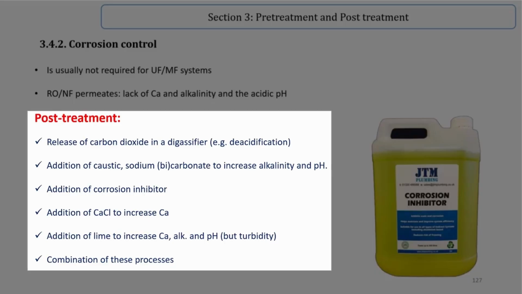addition of caustic, sodium carbonate or bicarbonate to increase alkalinity and pH, but scaling potential has to be considered. Addition of corrosion inhibitor, addition of calcium chloride to increase calcium, addition of lime to increase calcium, alkalinity, and pH, but turbidity has to be considered. Or a combination of these processes.